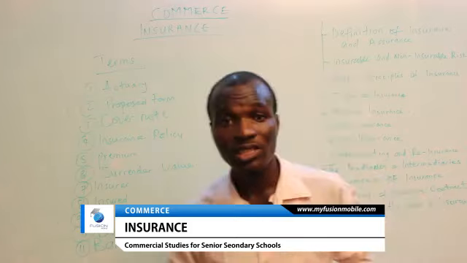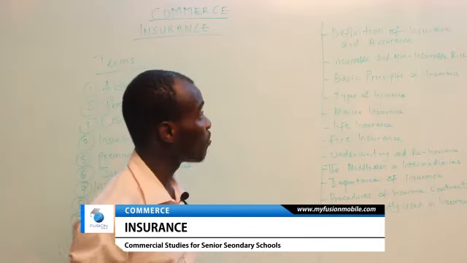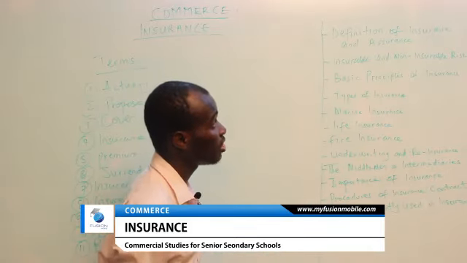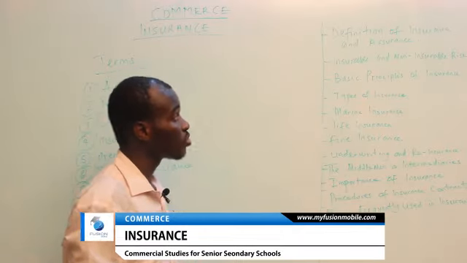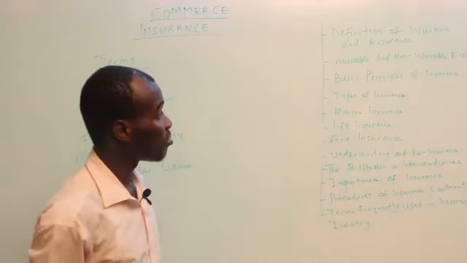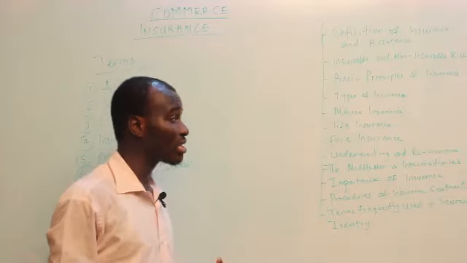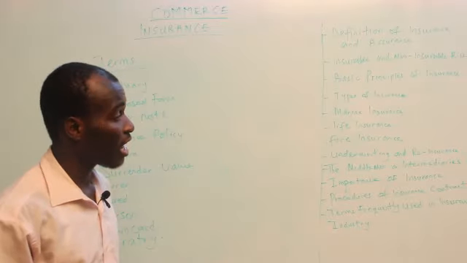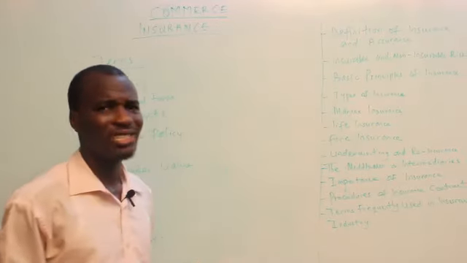Okay, this has been an interesting class. We've treated the definition of insurance and assurance. We talked about insurable and non-insurable risks. We went through the basic principles of insurance. We looked at types of insurance, that is marine insurance, life insurance, and fire insurance. We looked at underwriting and reinsurance.